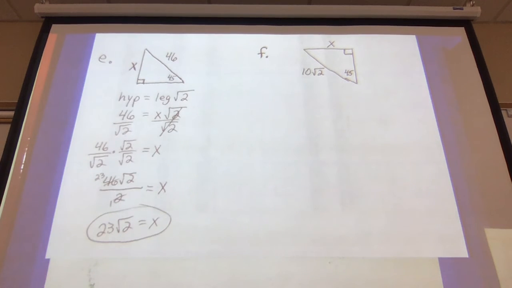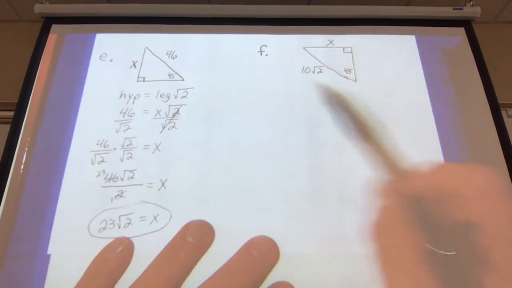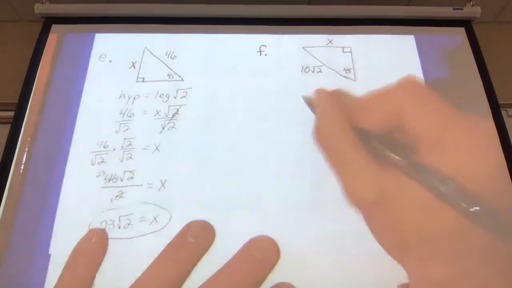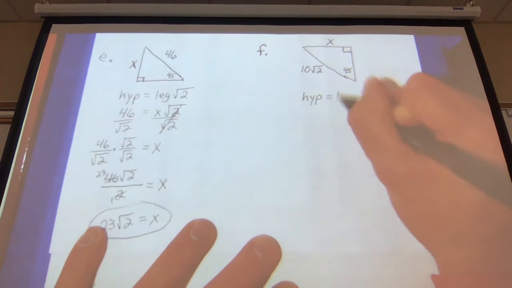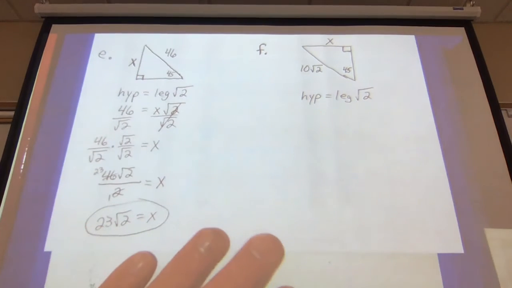Every once in a while, they're going to throw a square root into one of the sides. And that may make it look like it's going to be more difficult, but it's really not. It's just the exact same thing. So we've got our figure here. We know it's a 45, 45, 90 triangle. We can use our formula. Hypotenuse equals the leg times the square root of 2.